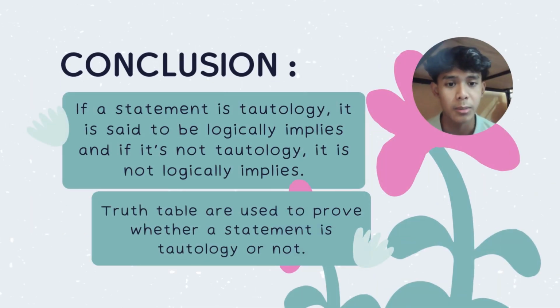At the end of our presentation, we have come to a conclusion: if a statement is a tautology, it is proven that it logically implies. And if the statement is not a tautology, which is a contradiction or a contingency, it is proven that it does not logically imply. And in logical implication, truth tables are used to prove whether a statement is a tautology or not.